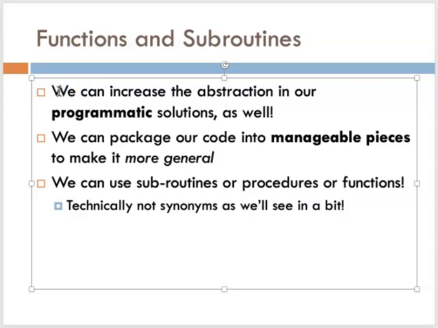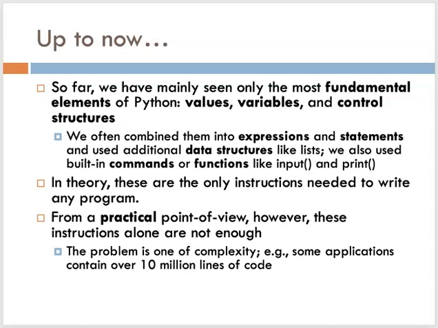And so one of the ways that we can increase the abstraction in our programmatic solutions as we develop these software programs is that we can package our code into little pieces, into manageable pieces, and that makes our solution more general. Those manageable pieces, you usually call them subroutines, but you'll also hear them called procedures and functions. These aren't synonyms, and we're going to talk about that in just a bit. We'll start to define these ideas a little more precisely.